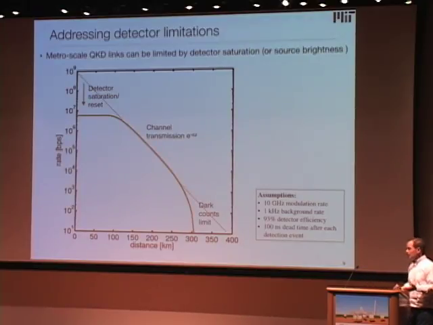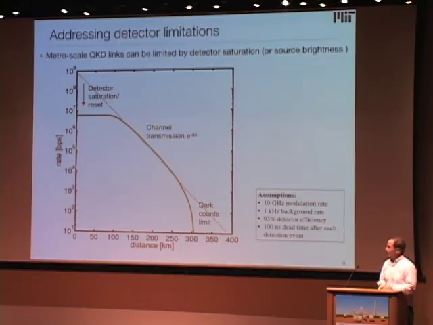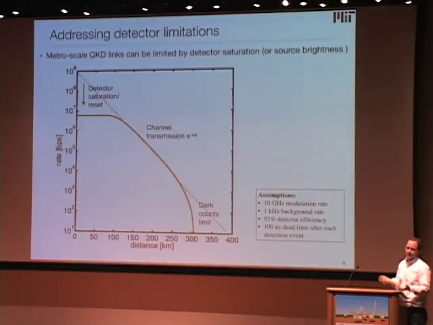in a metro network, you're often limited by the fact that your detector can only click maybe 100 million times per second or so when it gets to saturation. You should be well below that in reality. And so there's this gap. And so what we've been working on is looking at how, given the detectors that you have, we may increase this rate at low channel loss.